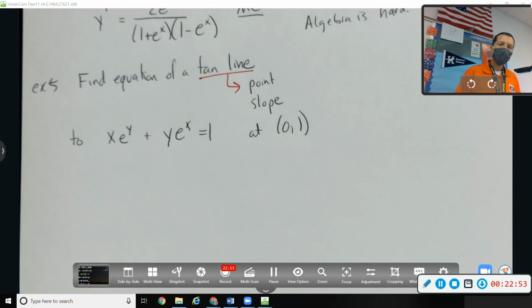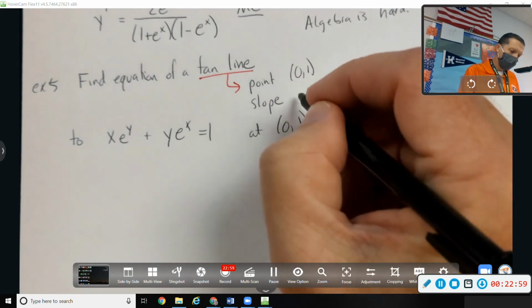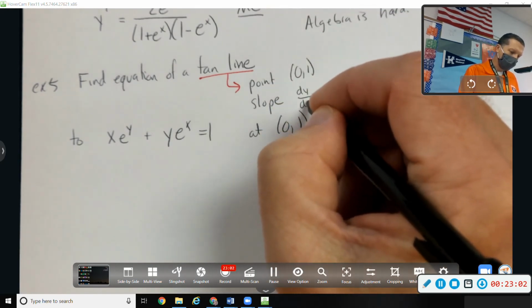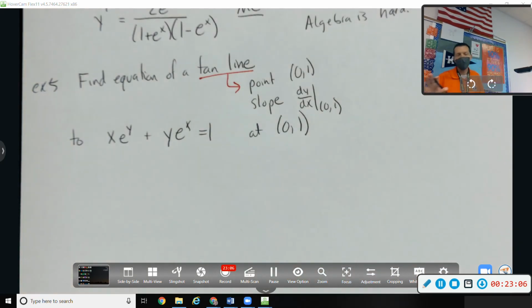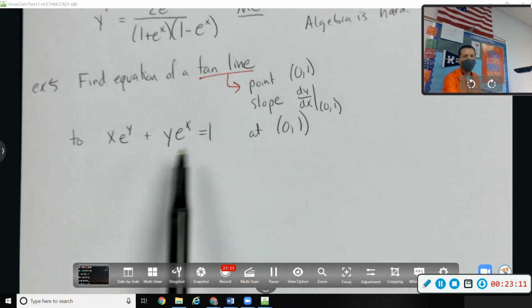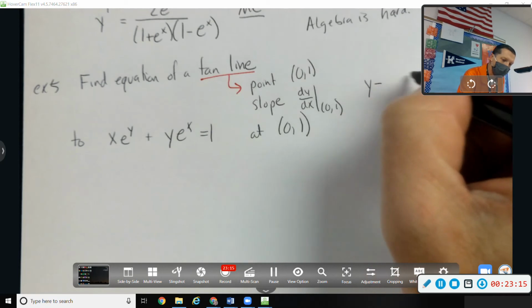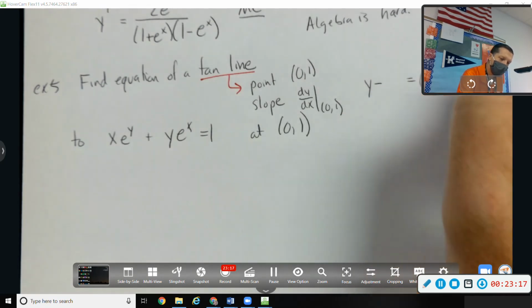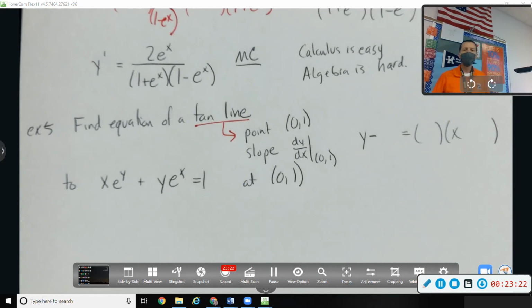So that's a weird looking thing. But big picture, the point they gave us, that's 0, 1. The slope, that'll be dy dx at 0, 1. So I kind of know where I'm headed at least. Finding this derivative is going to be yuck, but at least I know why I'm doing it, where I'm headed, what I'll do with it when I get it, right? Y minus y1 equals whatever the slope is times x minus x1. That's where I'm headed. But I need to find the derivative of this thing.